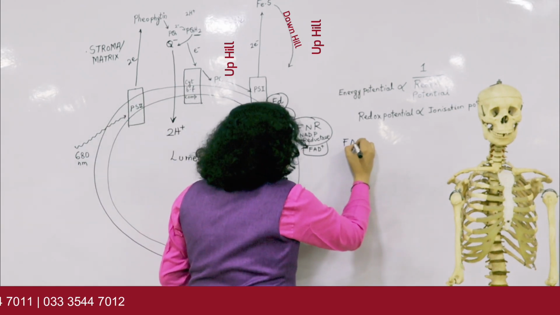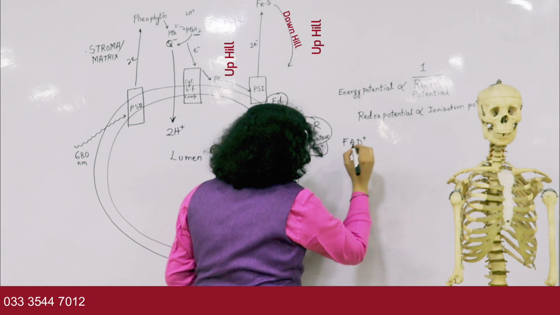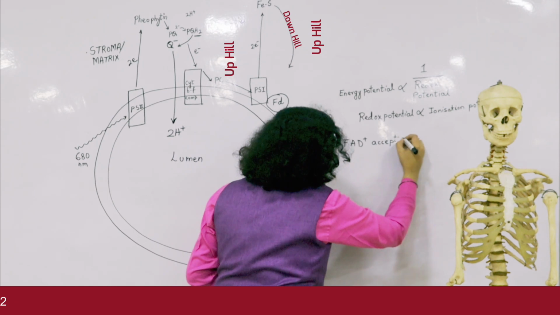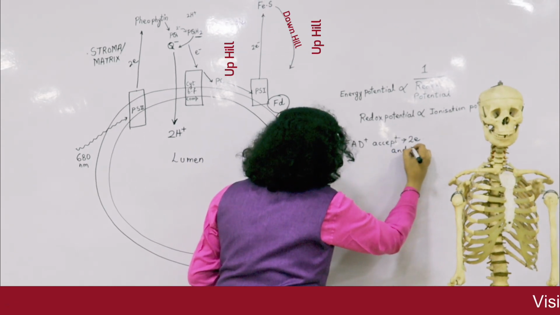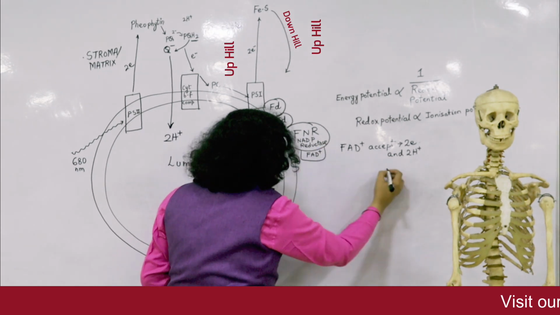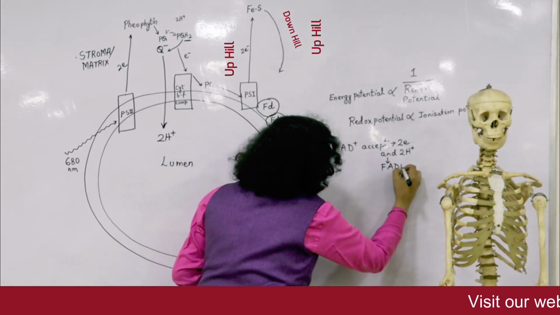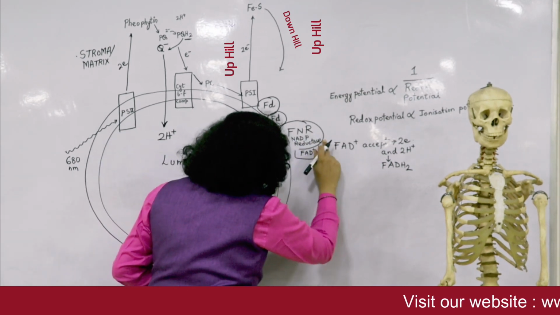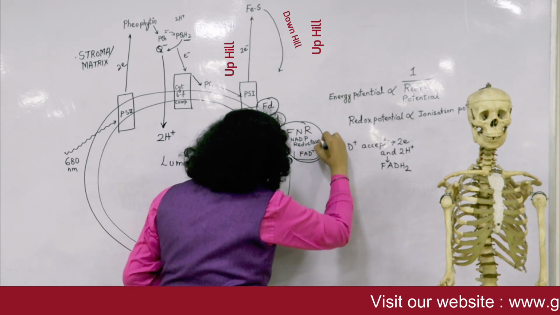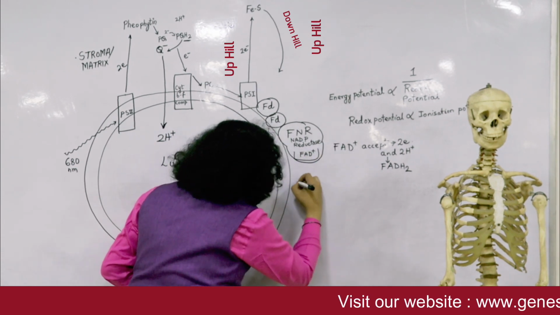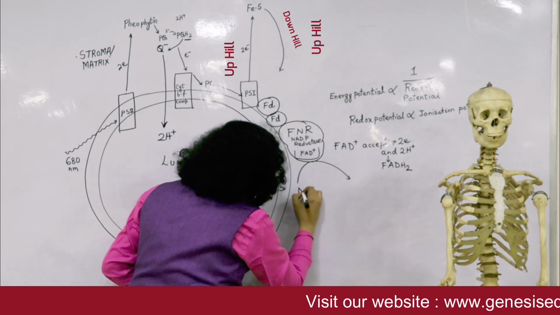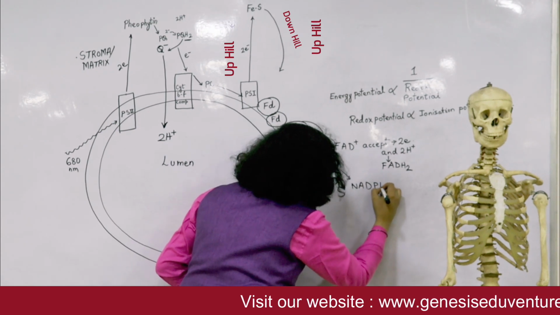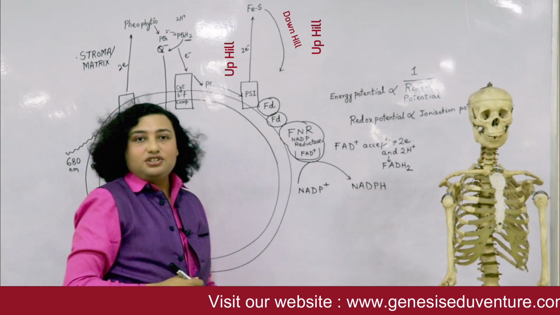So FAD, that is flavin adenine dinucleotide, has the ability to accept 2 electrons and 2 protons, and there will be formation of FADH2. Ultimately the entire complex, that is NADP reductase, which has FAD as a part of it, will convert NADP plus to NADPH. NADP plus to NADPH conversion will take place.